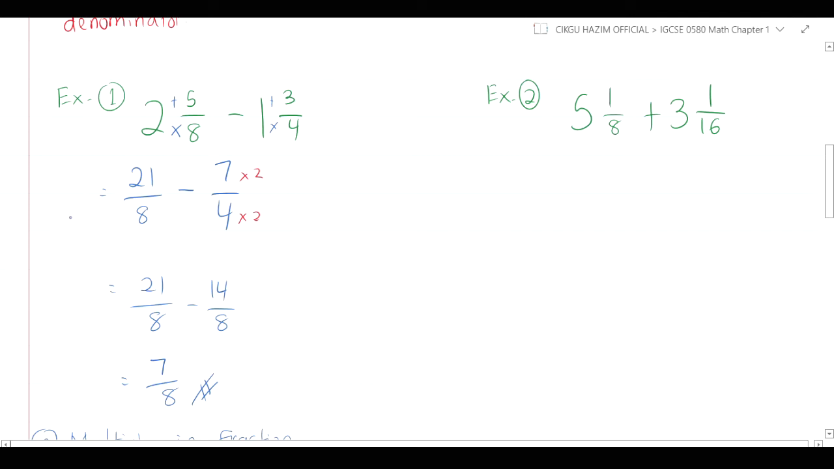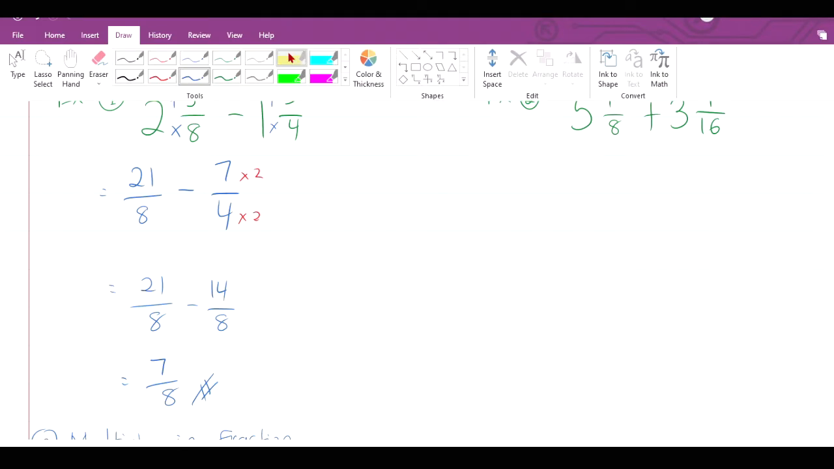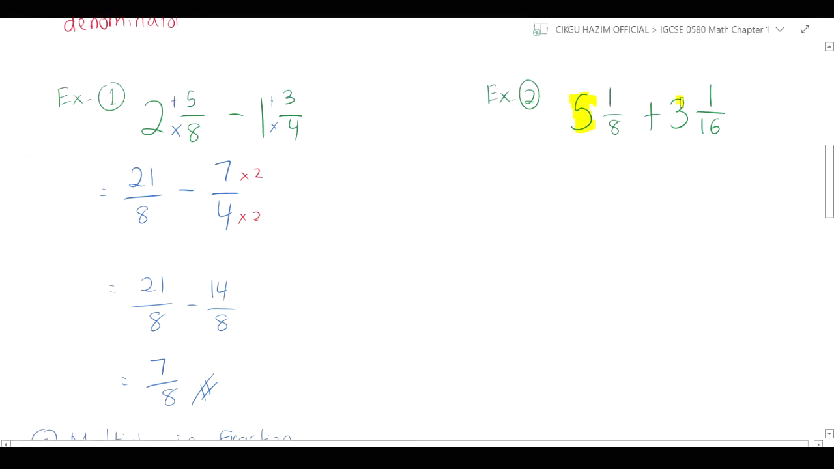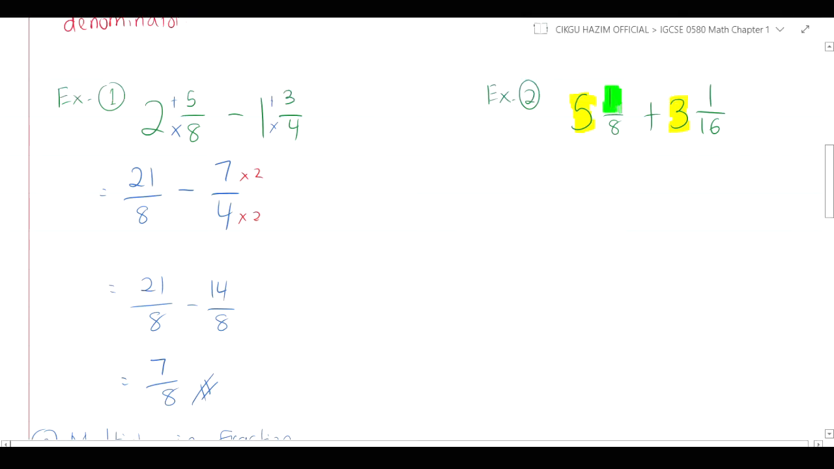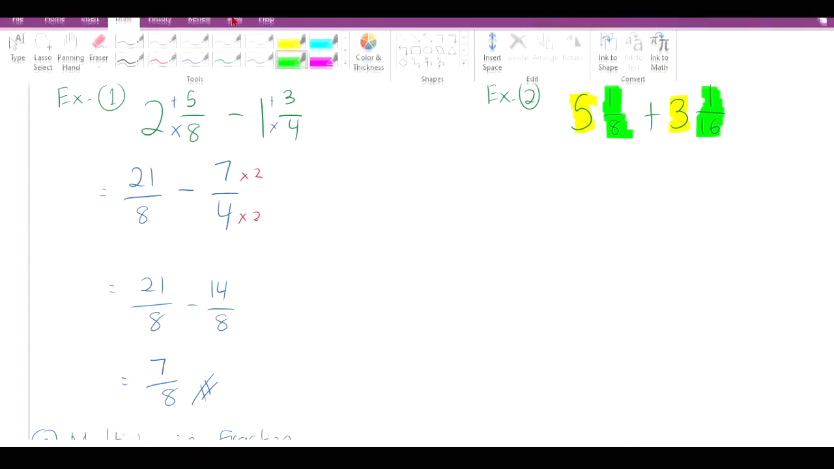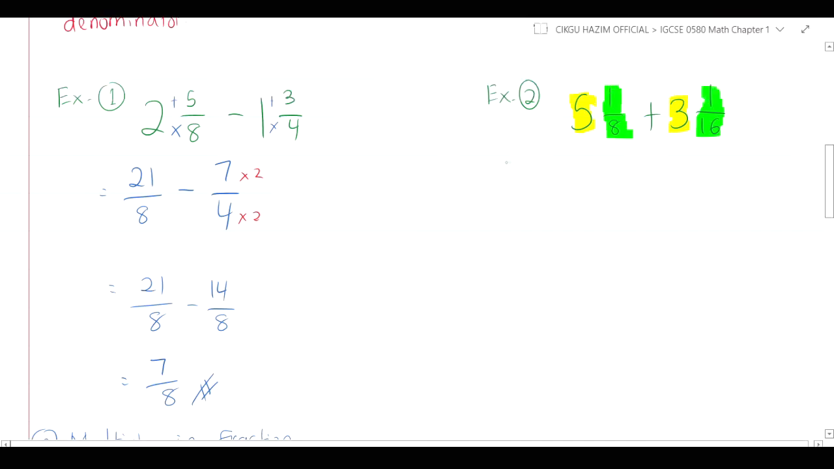Or maybe we want to do it separately, on the right side here. We can do whole number with whole number, and fraction with fraction. They will get the similar answer. I'm going to show it to you if we do it differently. If we have 5 plus 3 here, we know that 5 plus 3 is equal to 8. That's fine. But how about 1 over 8 plus 1 over 16?